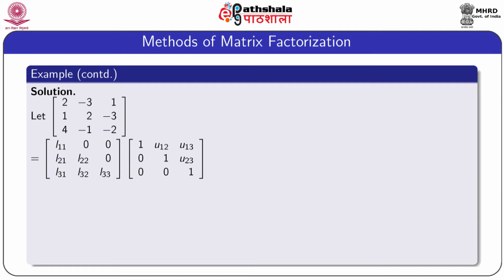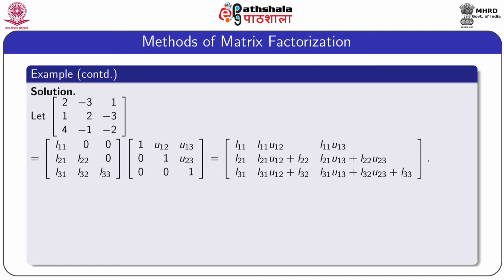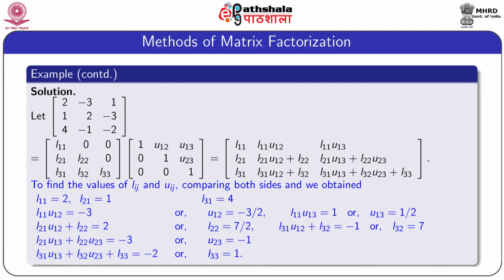Now let the matrix A equal the lower triangular matrix L into upper triangular matrix U, and after multiplication of lower and upper triangular matrices we obtain a 3 by 3 order matrix. Comparing these two matrices, that means the matrix A and the right hand matrix, we obtain the following system of linear equations, and by solving this system we obtain the values of all L's and all U's. That means L11 equal to 2, L21 equal to 1, L31 equal to 4, and so on.